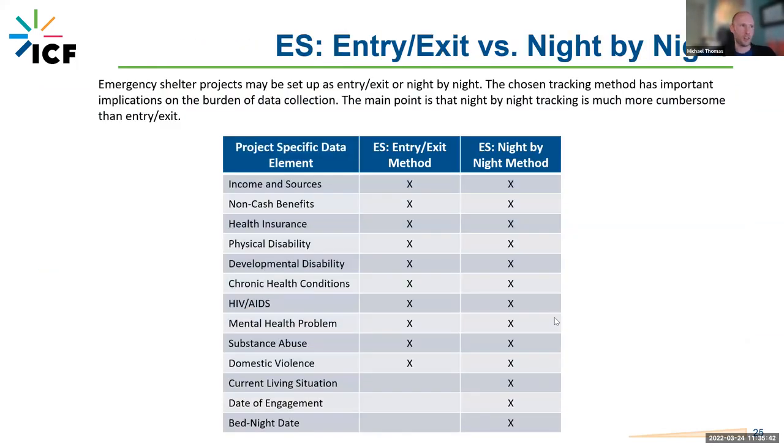We wanted to touch for a second on a couple of different ways that shelters can be set up in the system. When you fund an emergency shelter project, that can be set up as what is known as entry exit, which is when a person's record is created when they enter and they are in the program. And then when they exit, the exit assessment is done. It can also be set up as night by night, which requires people to check in and out of the shelter, and it requires some additional data elements.